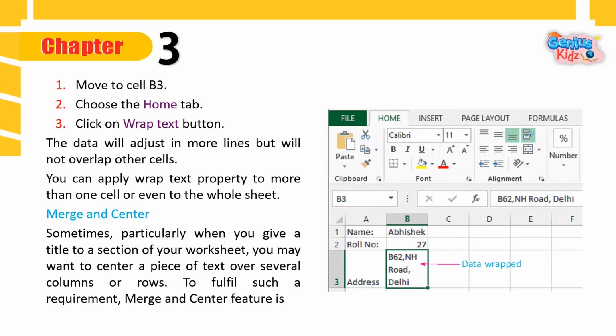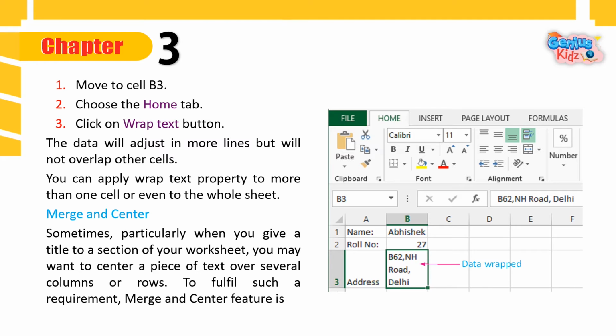1. Move to cell B3. 2. Choose the Home tab. 3. Click on Wrap Text button. The data will adjust in more lines but will not overlap other cells. You can apply Wrap Text property to more than one cell or even to the whole sheet.